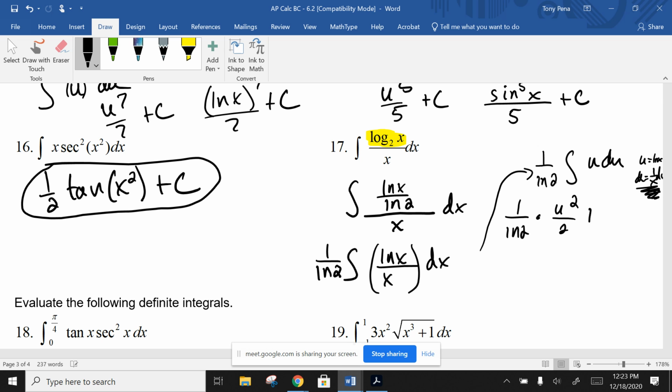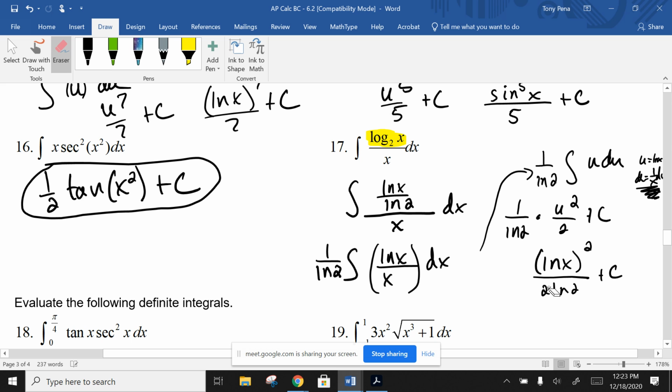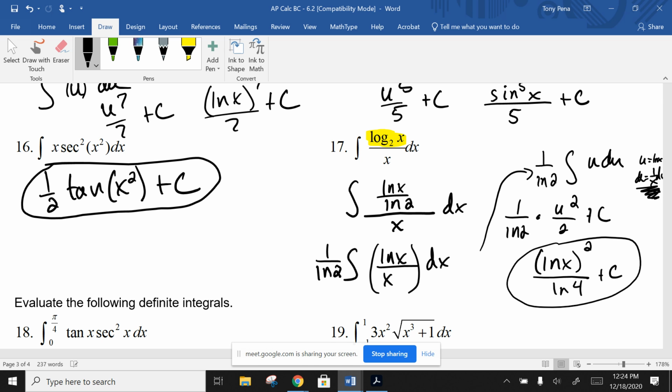U squared over 2 plus your constant. And then now we have the natural log of x quantity squared as we substitute back in what our u was. This would be 2 ln of 2 plus our constant for sure. If it were multiple choice, I'm going to take that 2 and make it the power of the 2. So it's going to be the natural log of 2 squared. So our simplified version of this would have a natural log of 4 in the denominator. Okay, so this ends up being our guy.